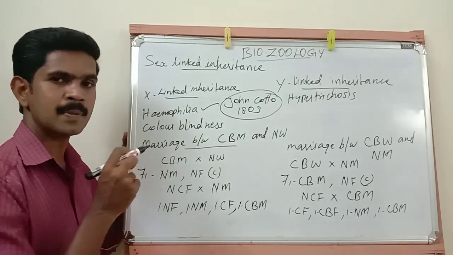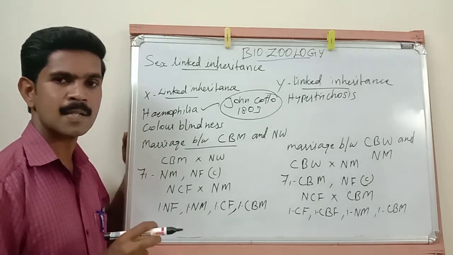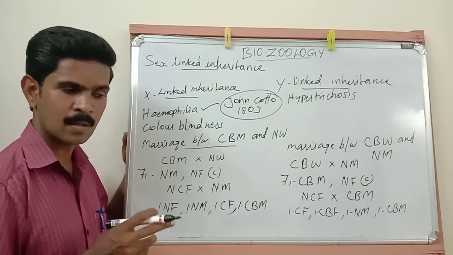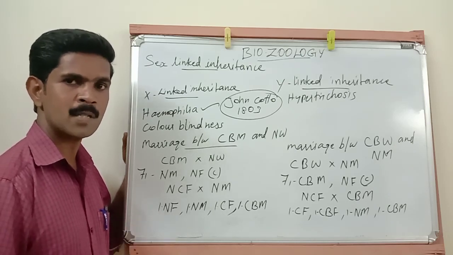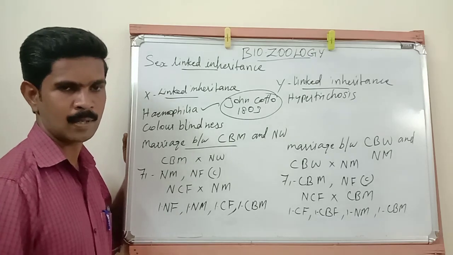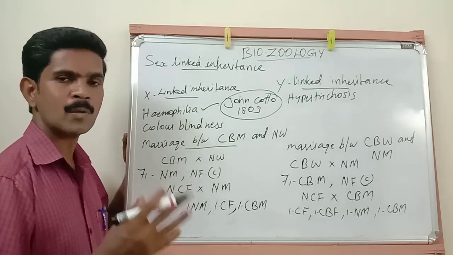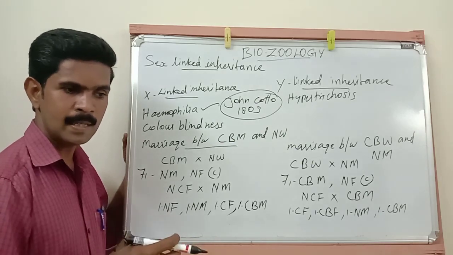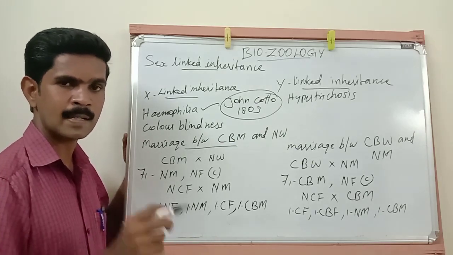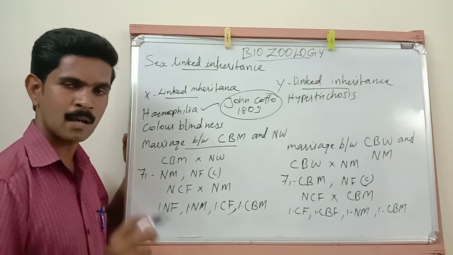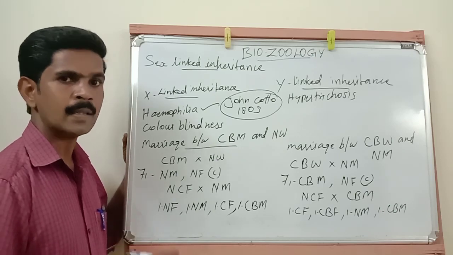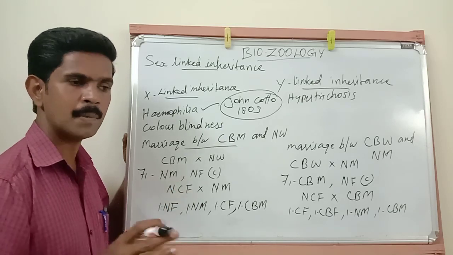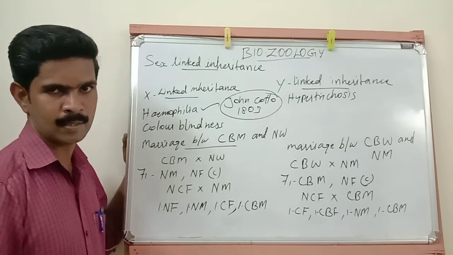See, a blood clotting substance is present in our blood. The name of that substance is thromboplastin. So the thromboplastin substance is the only one responsible for blood clotting. And one particular gene controls the production of this thromboplastin. If the gene is in recessive condition, the recessive gene is unable to produce thromboplastin, so the blood will not clot in the affected persons.